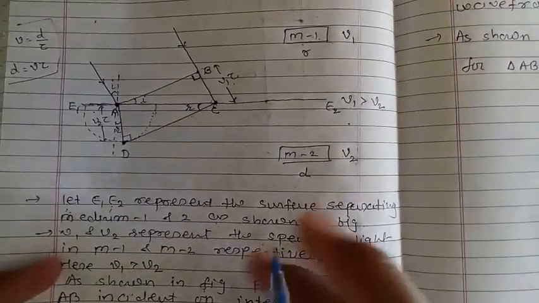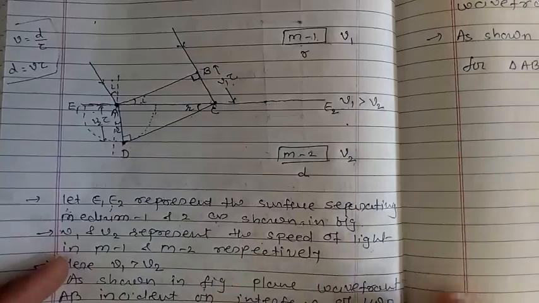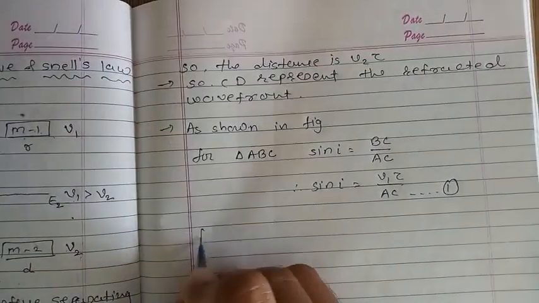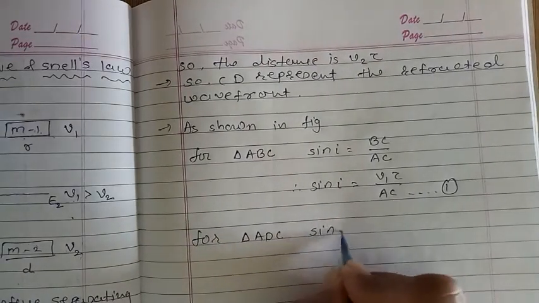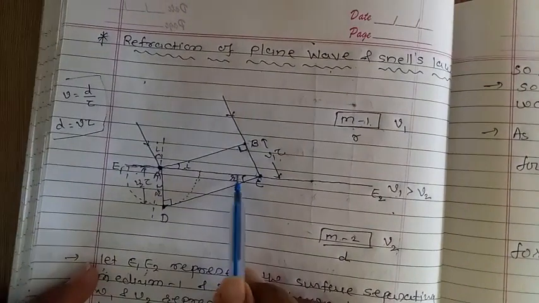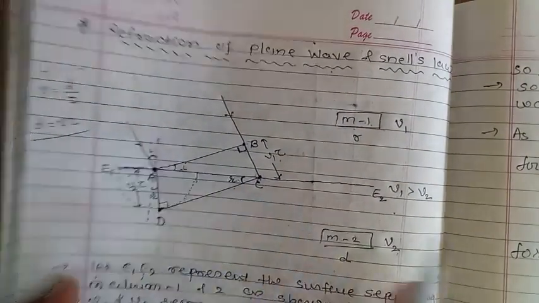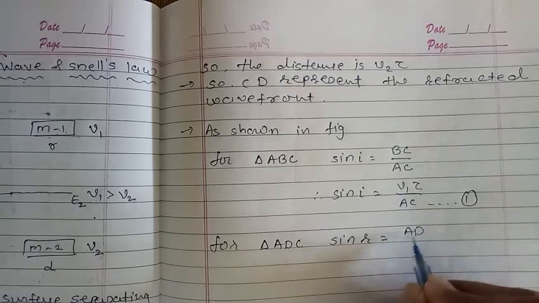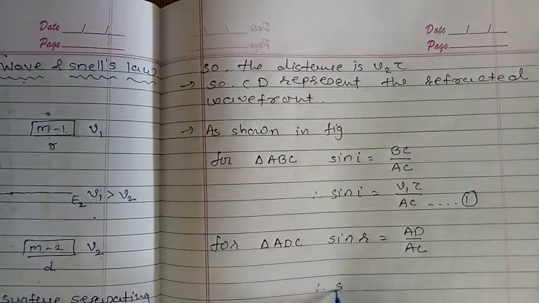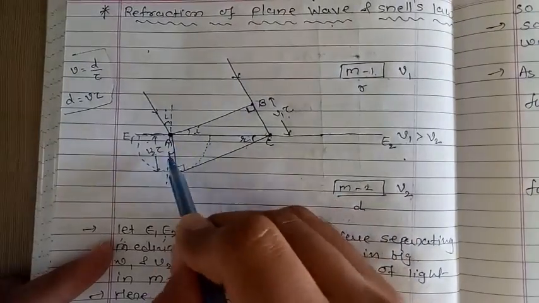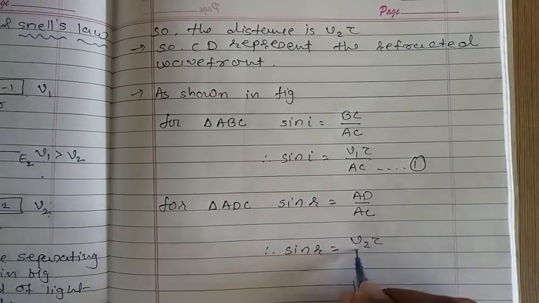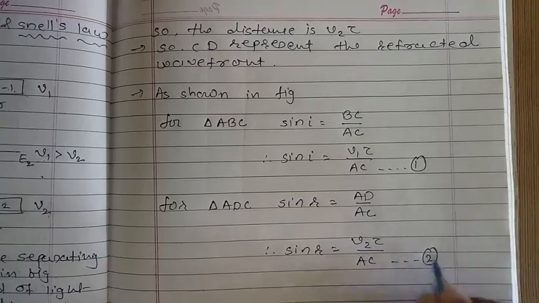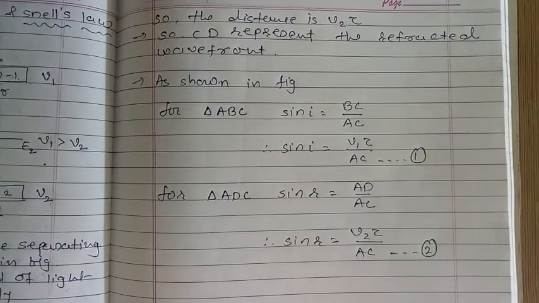Now for triangle ADC, right? Once again sin r is equal to AD upon AC, right? We know the value of AD is V2 tau, right? So sin r is equal to V2 tau upon AC. Equation number 2.